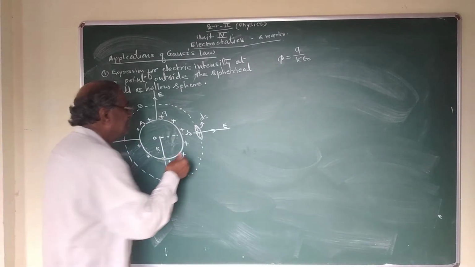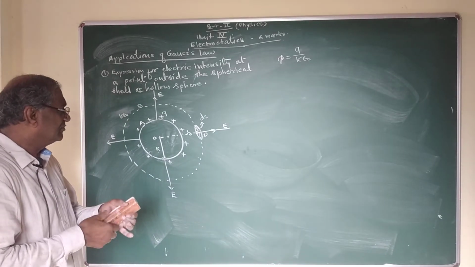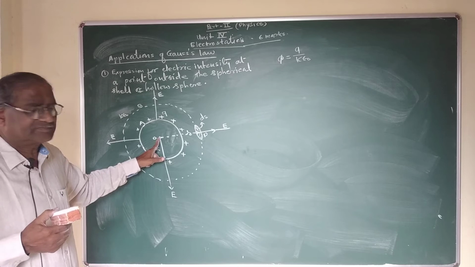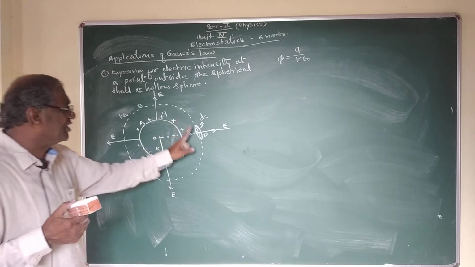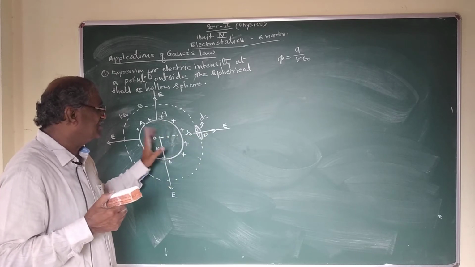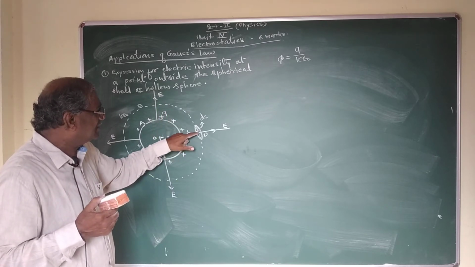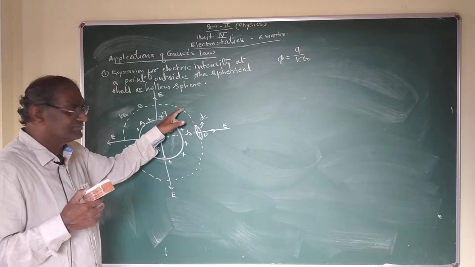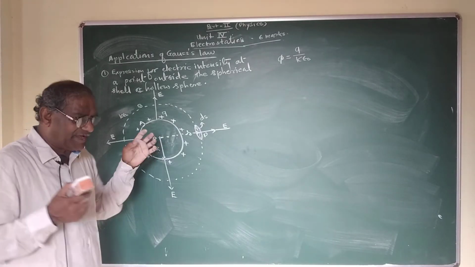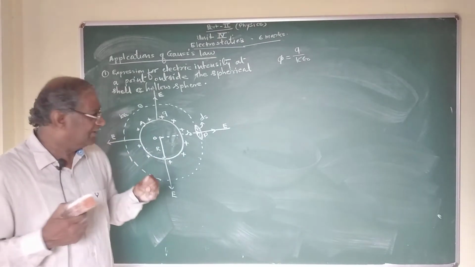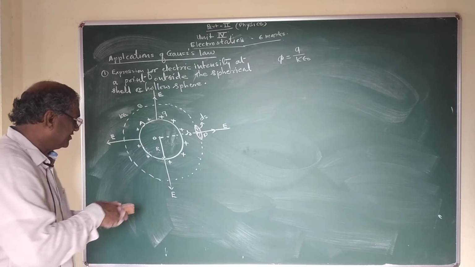Now let us consider the point P outside the charged sphere, at a distance r from the center of the charged sphere, at which we have to find the electric intensity due to the charged sphere. Now by Gauss law, construct a spherical Gaussian surface. What do we have to construct? We have to enclose this charged sphere, close it. So now construct a spherical Gaussian surface.